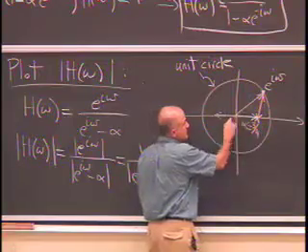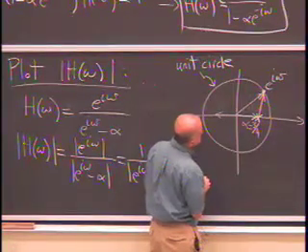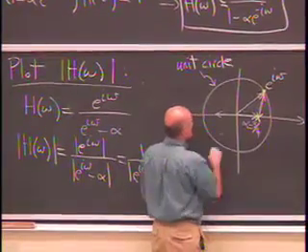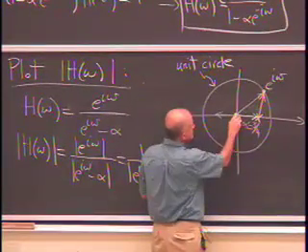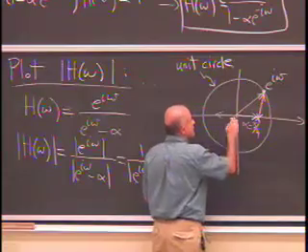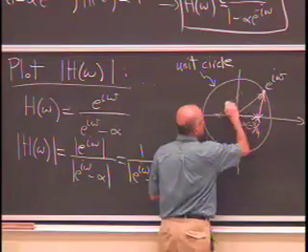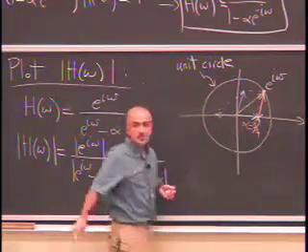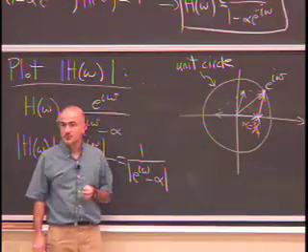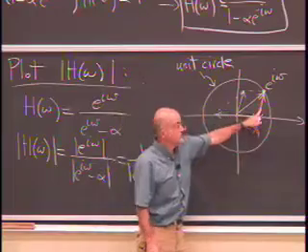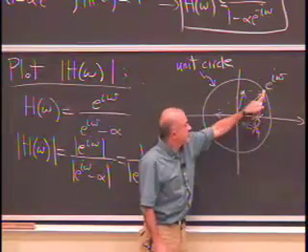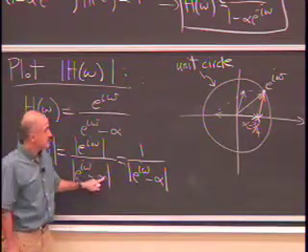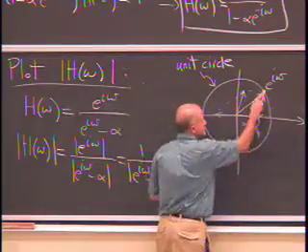Wait a minute. E to the I omega. Is that right? Yeah, exactly. So now you draw the parallelogram, and that's e to the I omega minus alpha, which is parallel to that. So e to the I omega takes the arrowhead, the other one takes the tail. So it's the red vector that you're interested in.